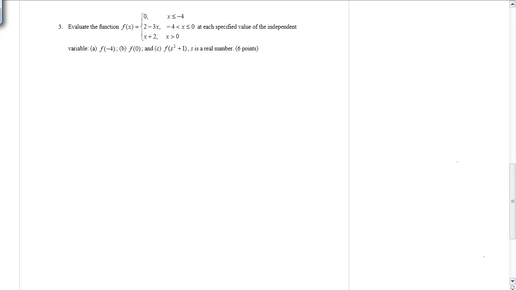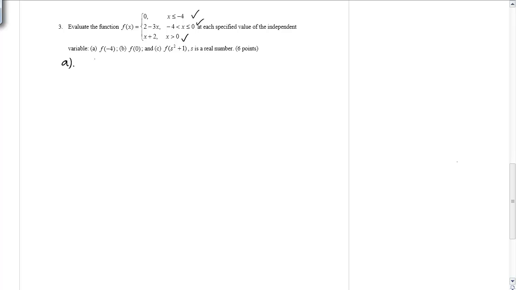In this third problem, you are asked to evaluate the function at 3 different values. This function is a piecewise function, which means that it is defined by more than one equation. In this case, it is defined by 3 equations, depending on what region your x value, your independent variable, falls into. So the first is when x is smaller than or equal to -4, and then the second region applies when x is between -4 and 0. x could equal 0 as well. And lastly, when x is bigger than 0. So let's look at these 3 problems respectively.